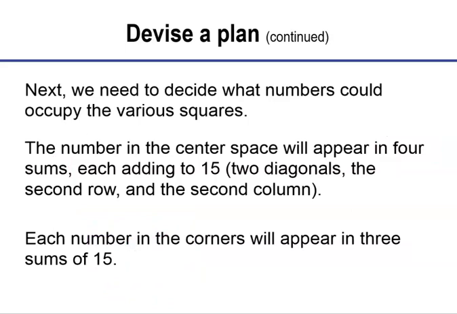Okay? It says each number in the corners will appear in 3 of the sums. Okay, so let's go back and see what we're talking about here. So again, I'm back to my magic square here. It's not magic yet. I haven't put anything in it. But it's saying each of the numbers in the corner will be in 3 different sums. Is that true?